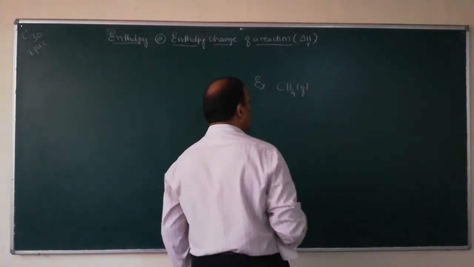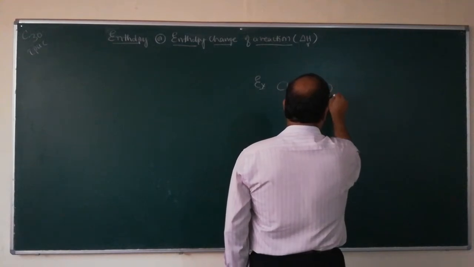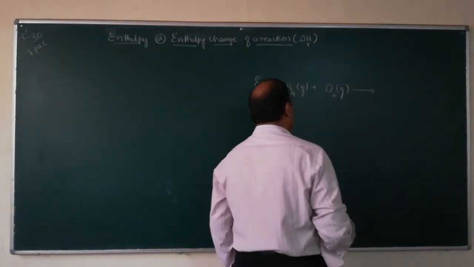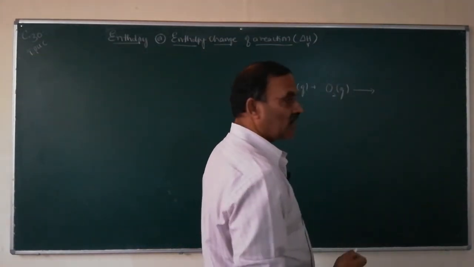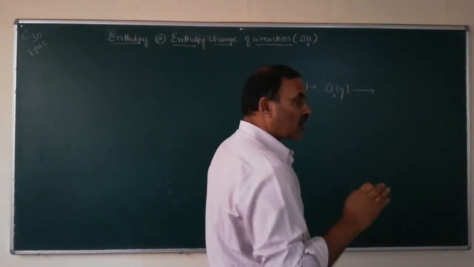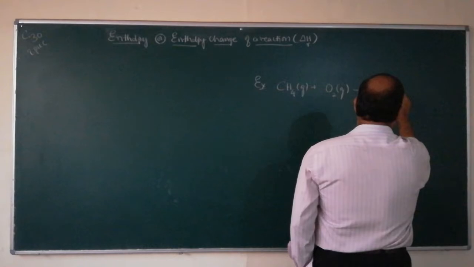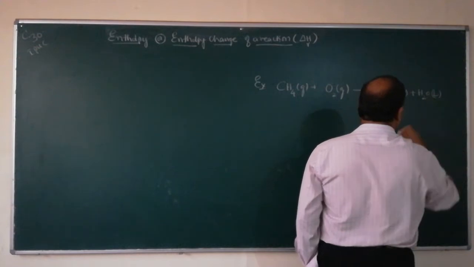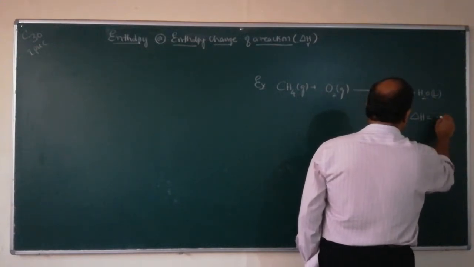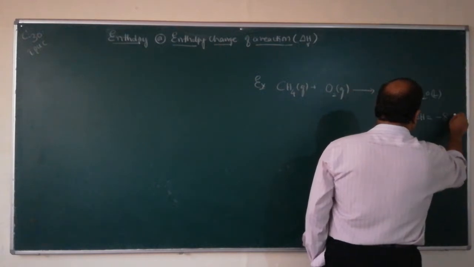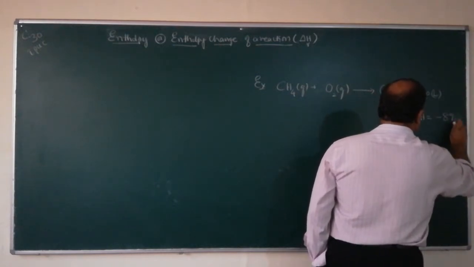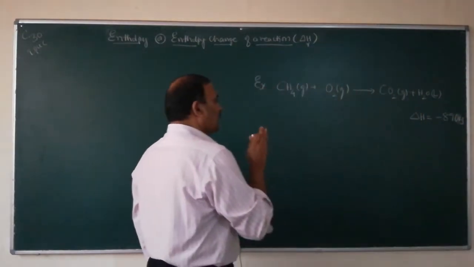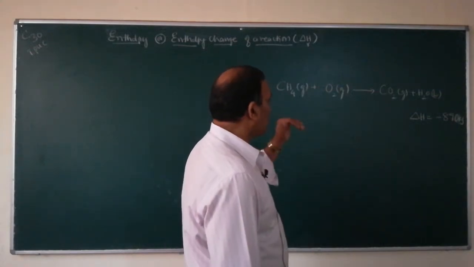CH4(g). What is this? Methane. When burnt in gaseous oxygen, what are the products formed? When an organic compound undergoes combustion, the products are always carbon dioxide and water. So, CO2(g) plus H2O(l), delta H equals minus 890 kilojoules. So, it is a thermochemical equation.